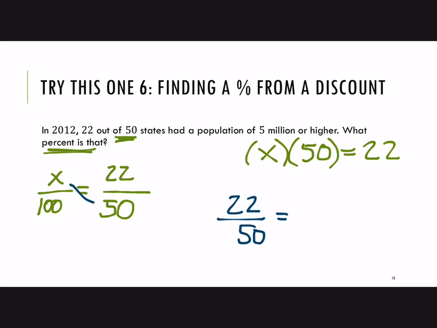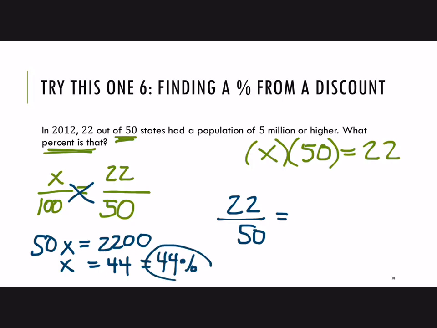Proportion on the left here, you would cross multiply. So you would get 50x equals 22 times 100, and then divide by 50, and that's 44. Now remember, proportions give you percents, not decimals. So right away we can just say if x is 44, this is 44%. Just put the percent symbol on it.